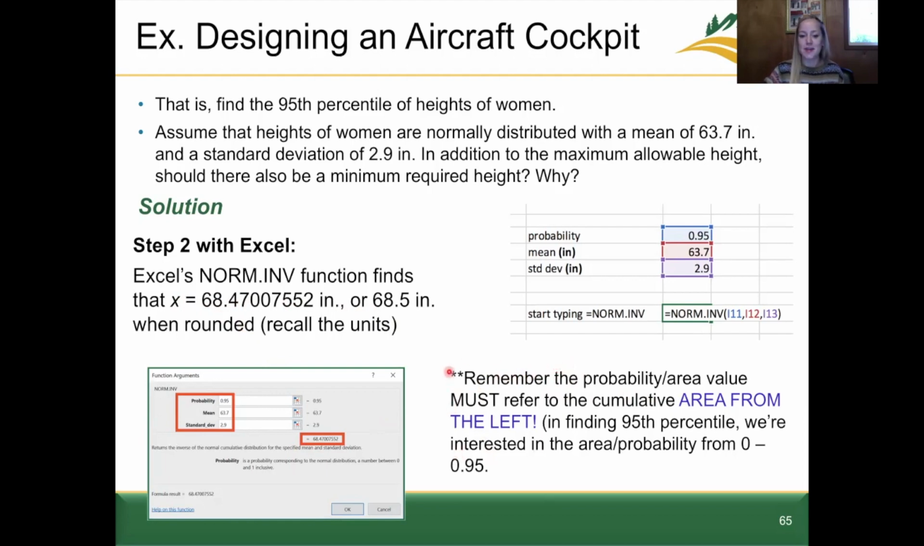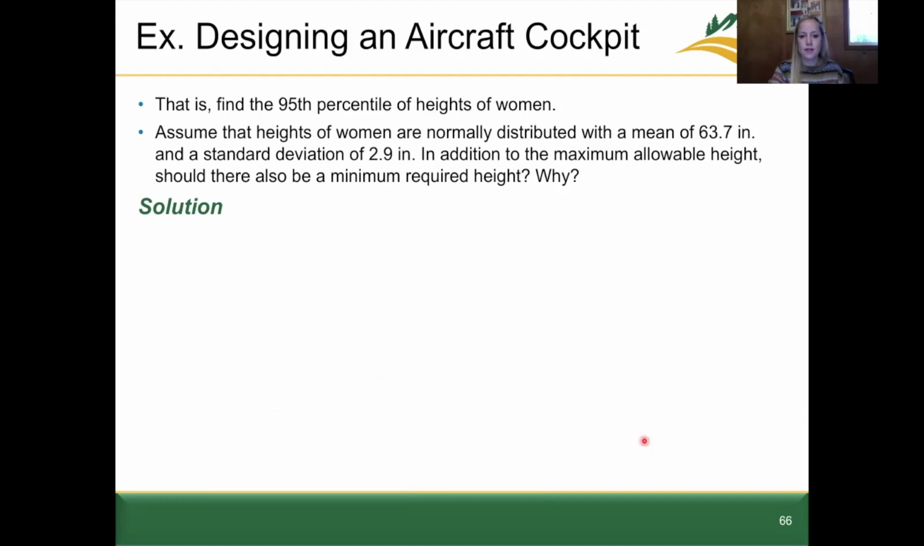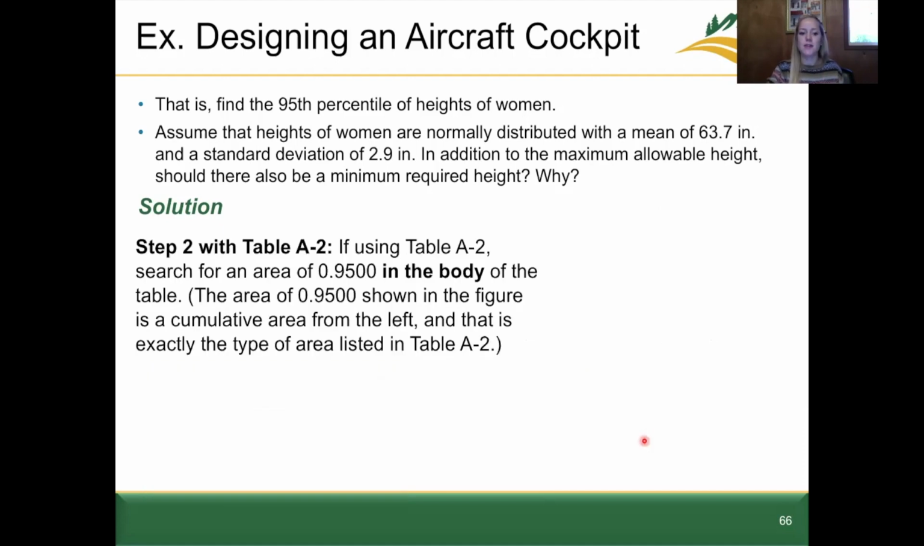Incredibly important, I'll mention again, remember the probability or area value, so this 0.95, must refer to the cumulative area from the left. For the 95th percentile, we're really interested in the area or probability from 0 all the way up to that percentile, or 0.95. Let's try this now with table A2.